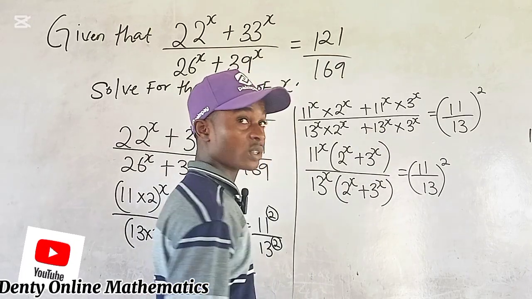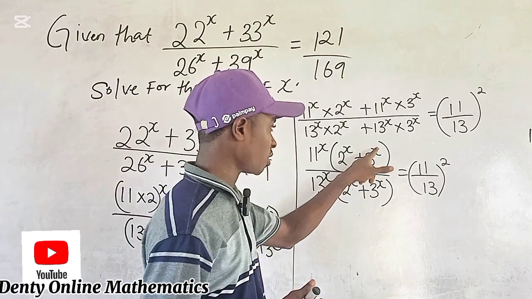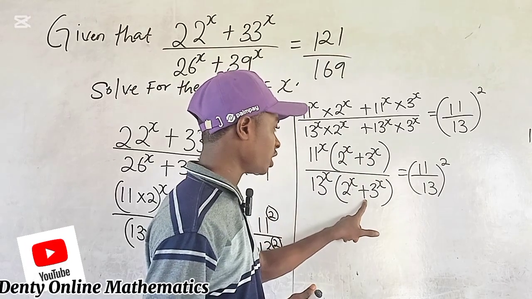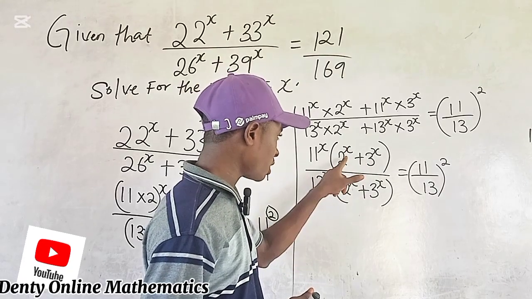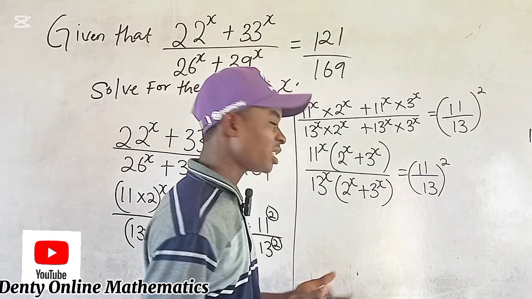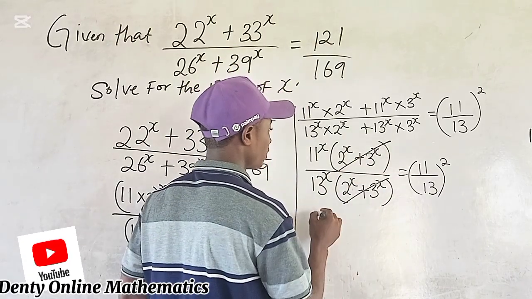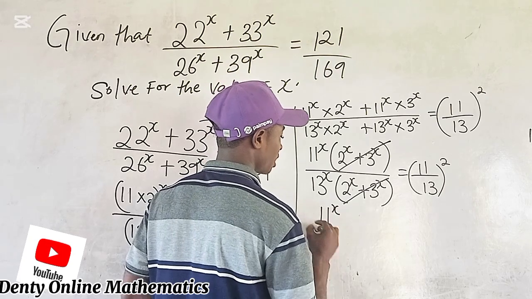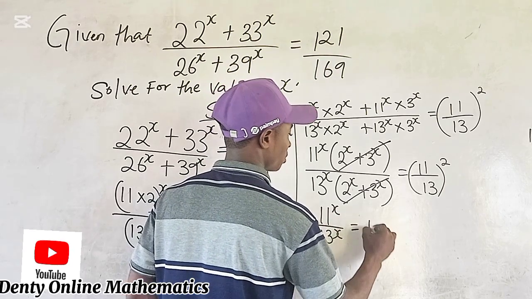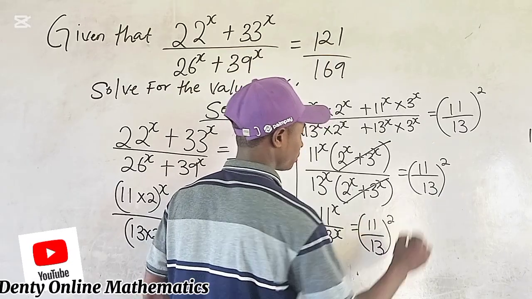Now what do you observe also? Again, you can also see that 2 raised to the power of x plus 3 raised to the power of x is the same thing at the numerator here, the same thing at the denominator. That means 2 raised to the power of x plus 3 raised to the power of x is common. So since they are common, I'll do away with them. I'll cancel them out. And I'll be left with 11 raised to the power of x divided by 13 raised to the power of x equal to (11/13)^2.